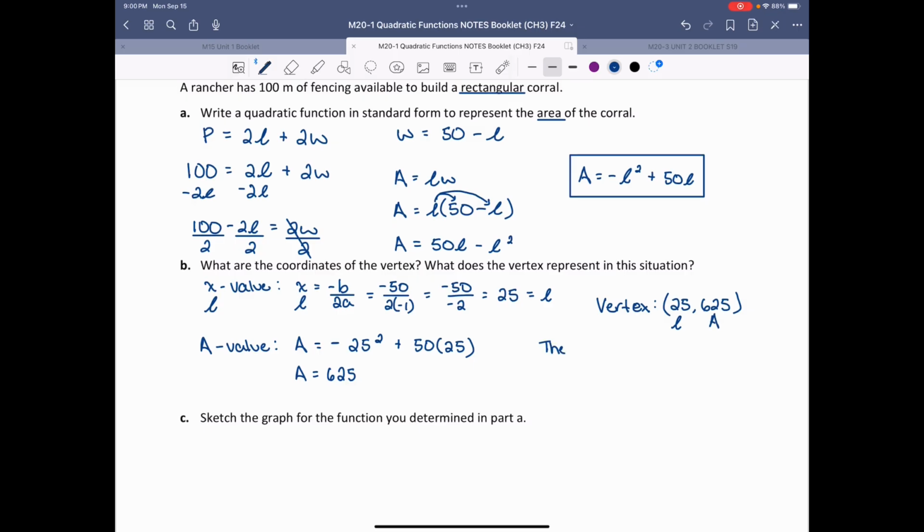So the max area is 625 meters squared, which occurs when the length is 25 meters.